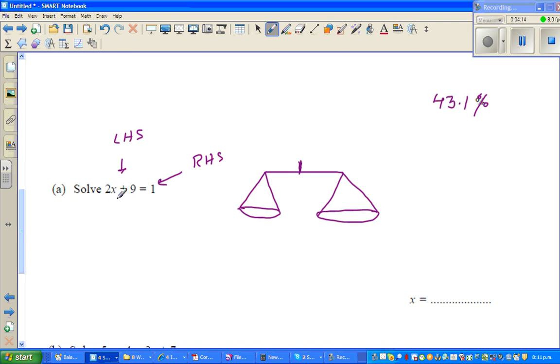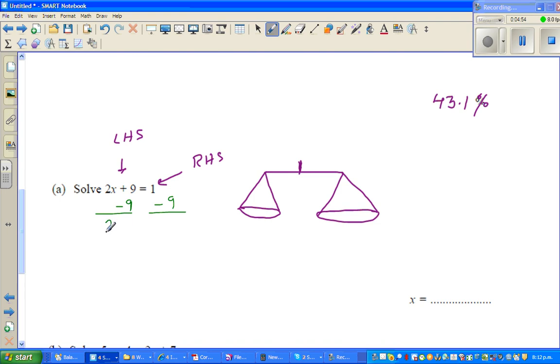So I want to find x. What I'm going to do is eliminate this 9. So I have to take away 9 from this side, and I have to take away 9 from this side. Keep this basic rule in mind: whatever you do on one side, you have to do on the other side. The second thing to remember is, to get to 1, what happened first? 2 was multiplied by x and then 9 was added. Whatever happened last, you have to undo first. So you're undoing this plus 9, which happened last.